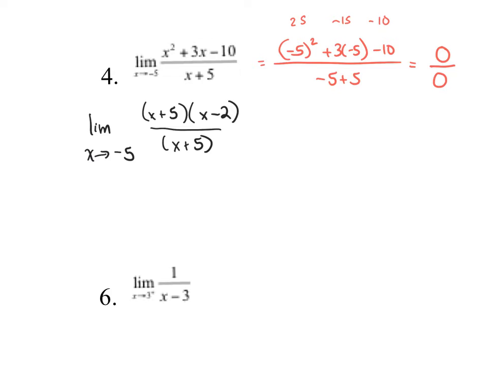As a clue, if you have that factor in the bottom that's making it 0, you want to be able to cancel that out, which in this case we can. So that limit is going to be the same as the limit as x goes to negative 5 of x minus 2. So now we can plug negative 5 in there. Negative 5 minus 2 is going to be negative 7, so that's our limit. Again, graph it, see what happens as you get close to negative 5.